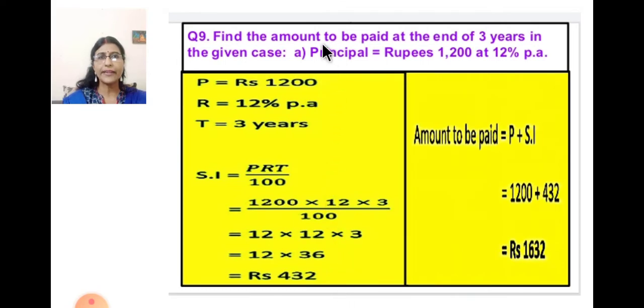Now we have to find out amount. So as we know, amount to be paid is equal to principal plus simple interest. And principal is 1200. You can see here 1200 is written, plus simple interest just now we have calculated, that is 432. We'll write plus 432 and then we will add these two numbers. We'll get rupees 1632. So answer is rupees 1632.